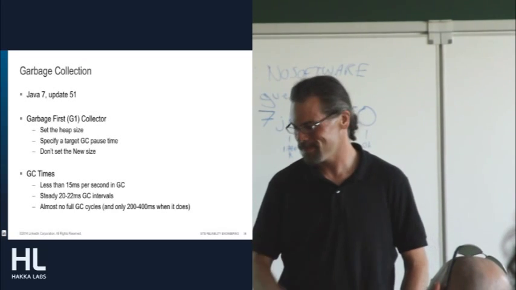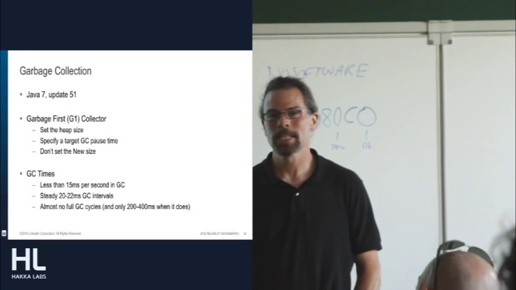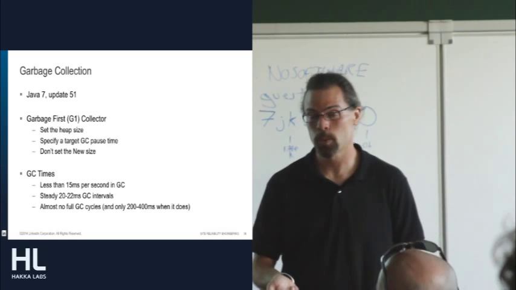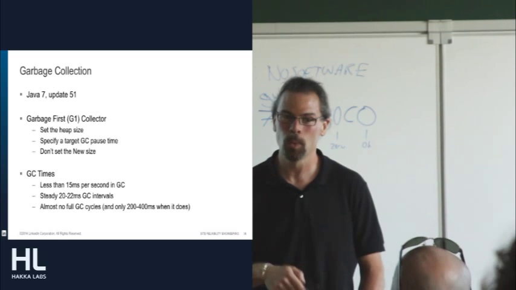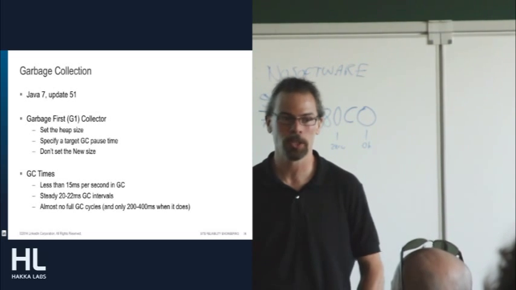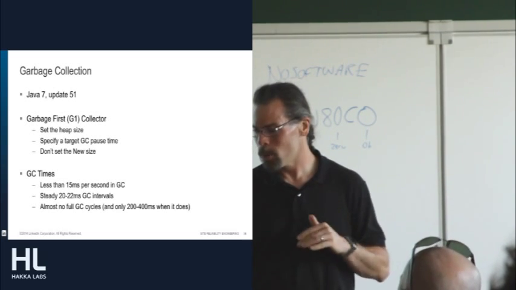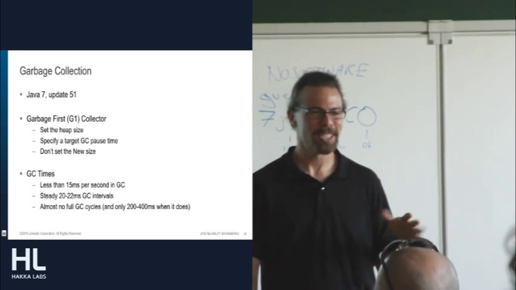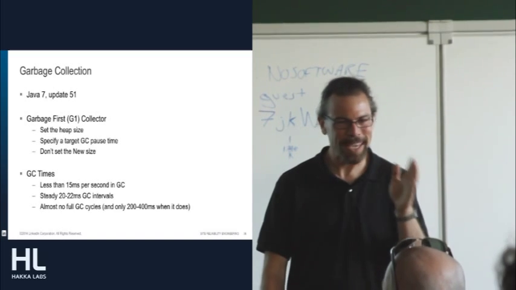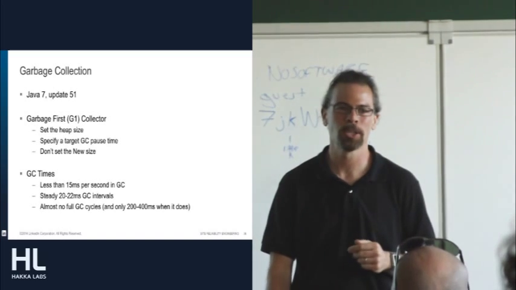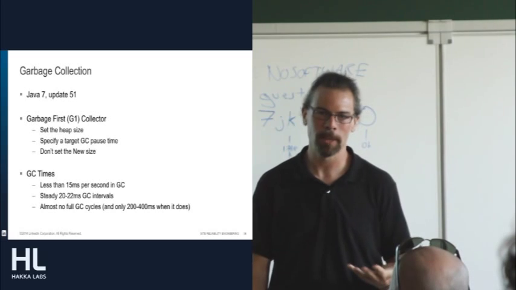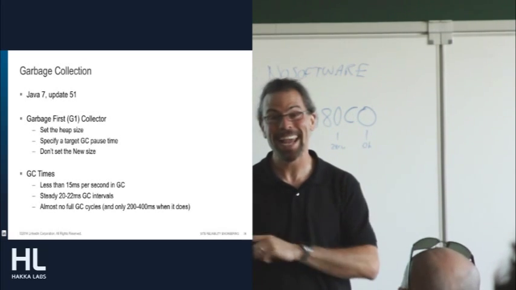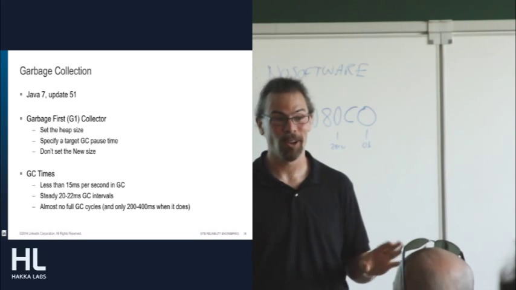So what did we get? We spend less than 15 milliseconds per second in GC. And I said our pause time target is 20 milliseconds, so we're doing less than 1 young GC per second now. More importantly, we're seeing steady 20 to 22 millisecond GC intervals all the time. So we can count on what our GCs are going to be across the board. And we know it's not going to slow down our application significantly. And the most important thing, we don't see any more full GC cycles at all.